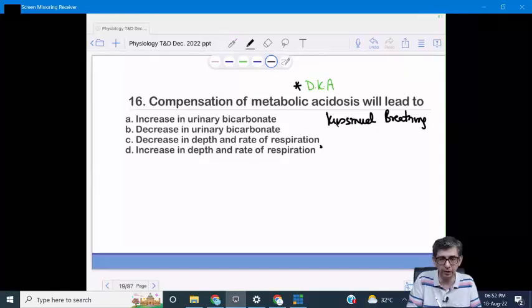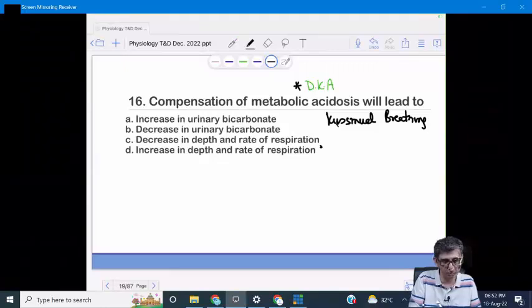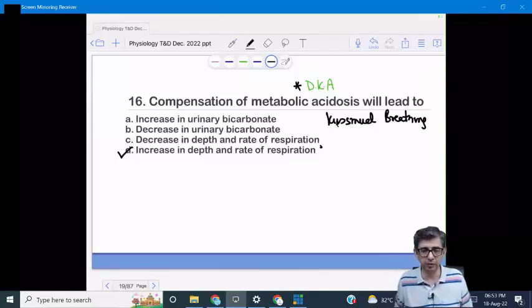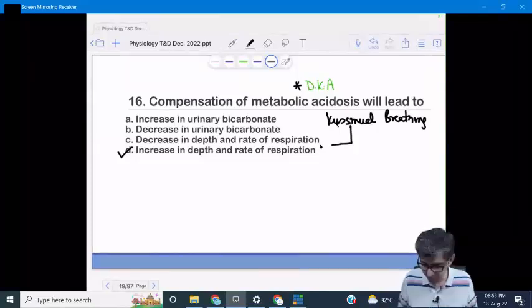When I say the word hyperventilation, yes, I think only one person answered for this one. I think it was a relatively easy one, so maybe that's the reason you did not. The correct answer for question number 16 is option D, increase in the depth and the rate of respiration, because the body is trying to cause a development of respiratory alkalosis.